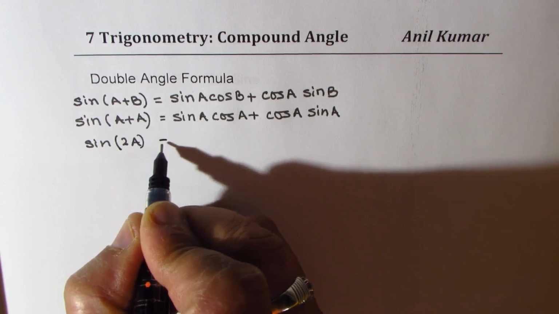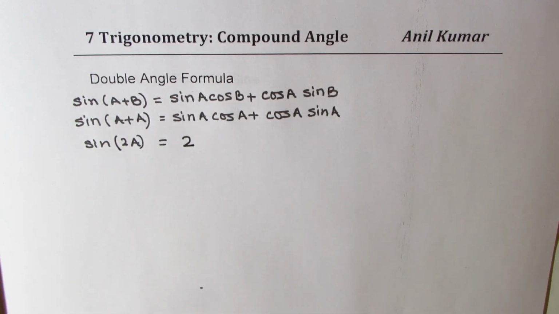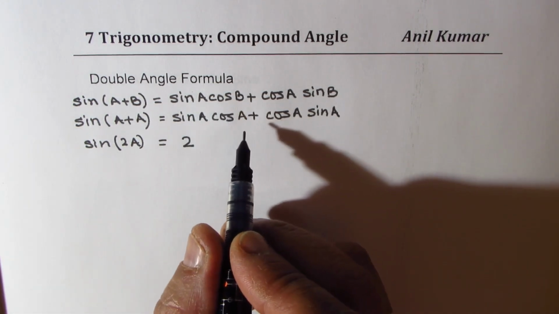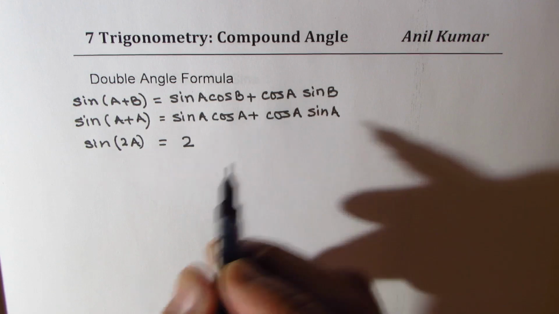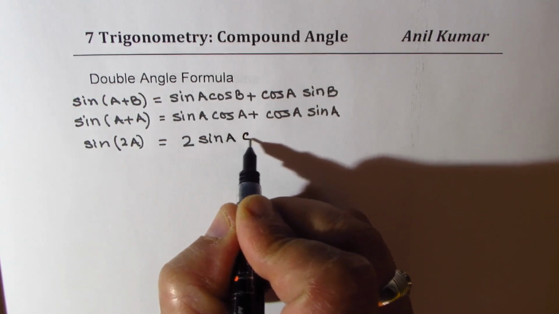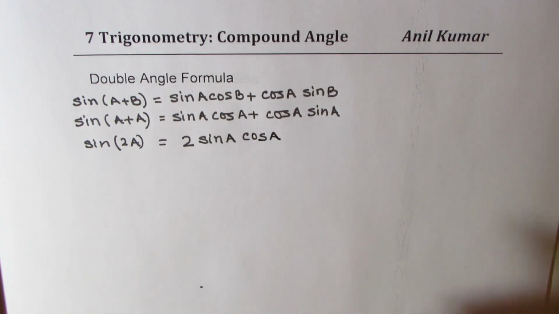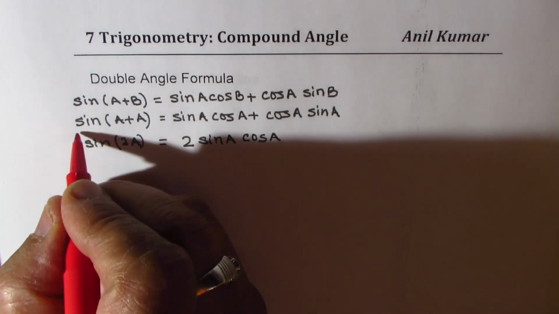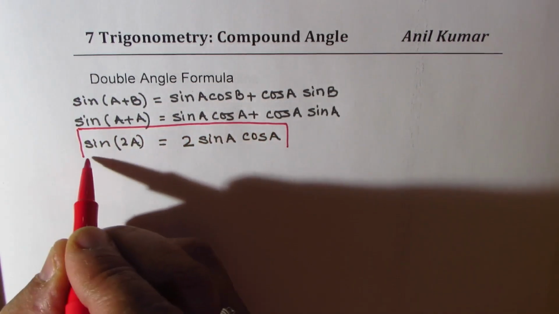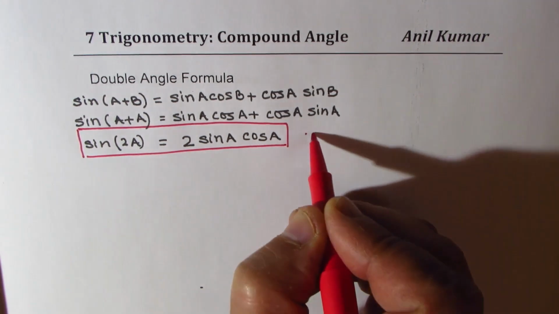Sine of 2A, twice the angle A, is 2 times sine A cos A. So this is the double angle formula for sine. We'll call this our equation number 9.